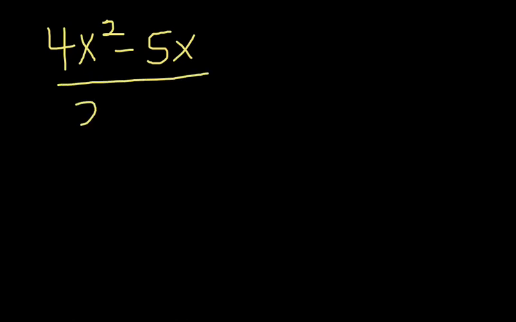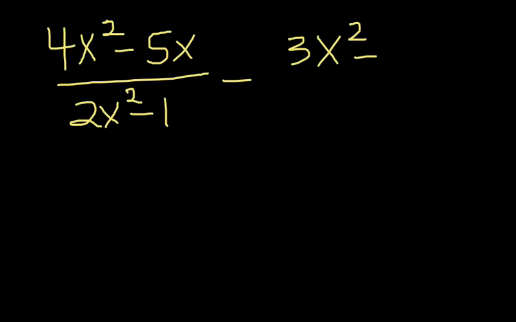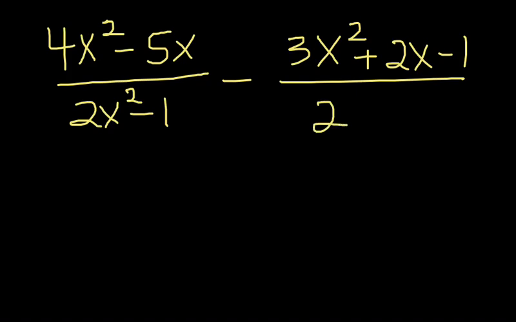Now, I'm going to write another problem here. This time we're going to use subtraction, and we'll do a little more complex one. I'm going to use 4x squared minus 5x over 2x squared minus 1, and then we're going to subtract 3x squared plus 2x minus 1 over 2x squared minus 1.